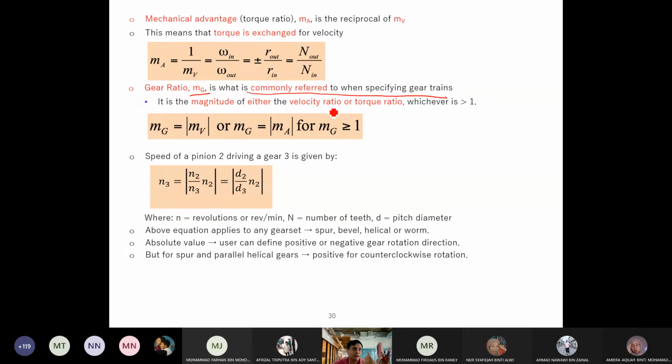Kalau awak nak a speed, it means that the driven gear must have a lower radius, something like that.